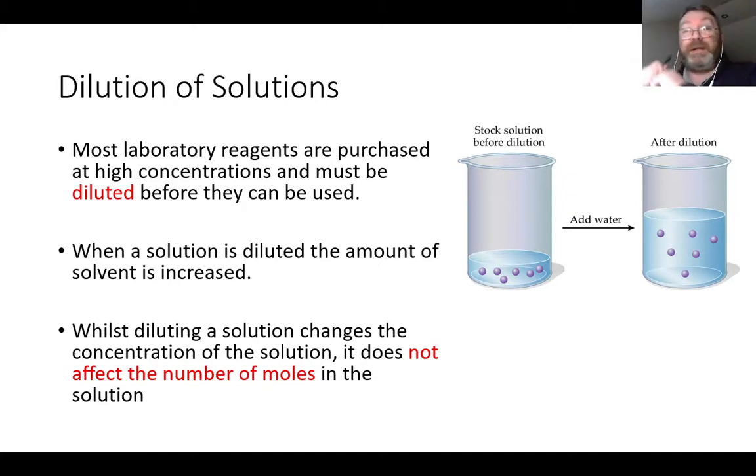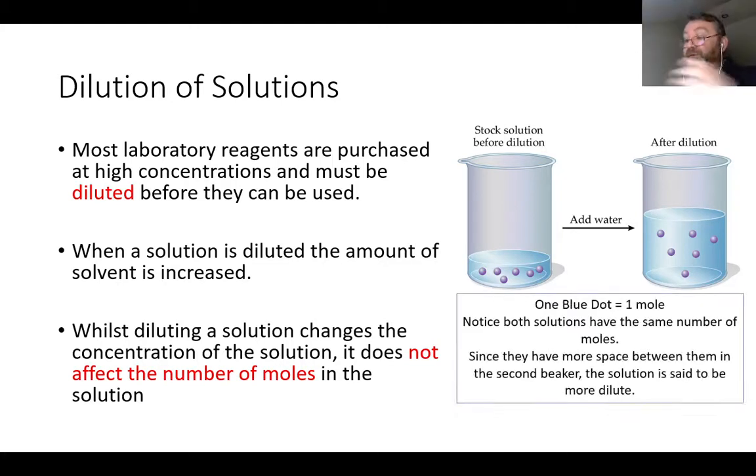Now, another way to say that would be as follows. 2 people in a bath is concentrated. 2 people in a swimming pool is dilute. Notice the number of people is the same. The only difference between the 2 solutions is the amount of water. 2 people in a bath, very little space. 2 people in a swimming pool, huge amount of space. Bath, concentrated, swimming pool, dilute. But the number of people doesn't change. And that's what I need you to think about when we're moving into this dilution section.